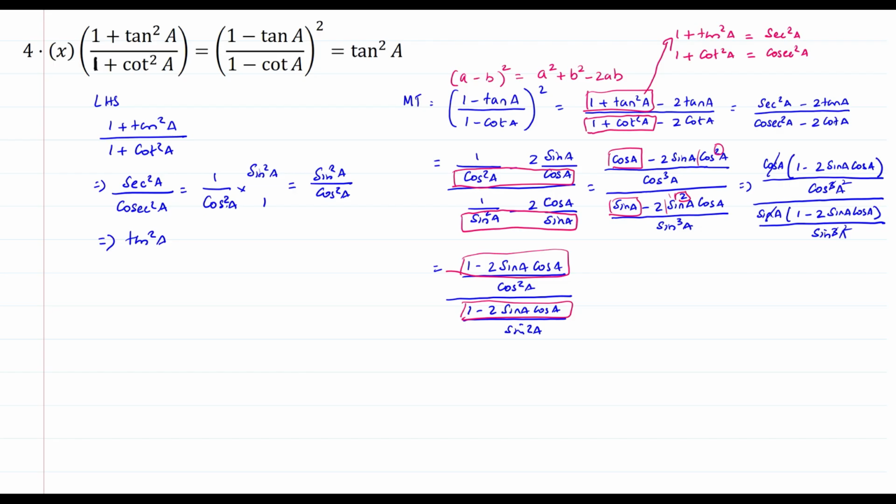Therefore, we cancel them. And what is remaining is 1 by cos square A by 1 by sin square A. So, this one will go in the numerator and this will remain in the denominator. So, the next step will be sin square A by cos square A, which is actually equivalent to tan square A. Therefore, the middle term is also equivalent to the right hand side. Therefore, all three terms have been made equal.